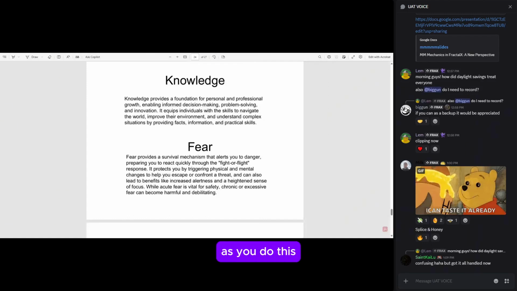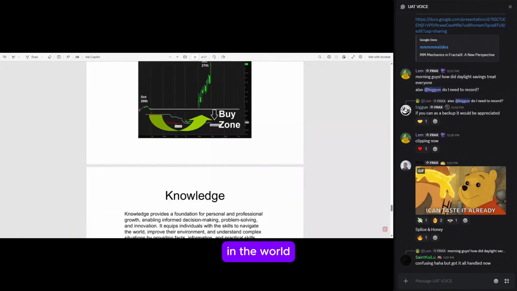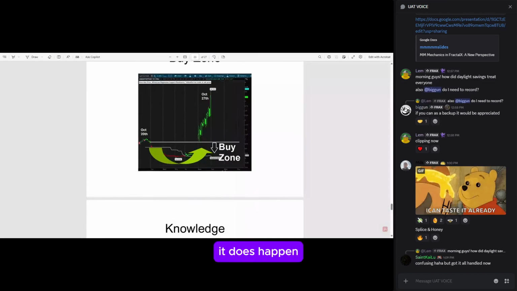So, as you do this, you get better skilled at it. And you also lose fear, because the biggest thing in this is fear. If we go back here and you're at $6 and you're like, how in the world can it be at $3? That's just not going to happen. You know, it does happen.